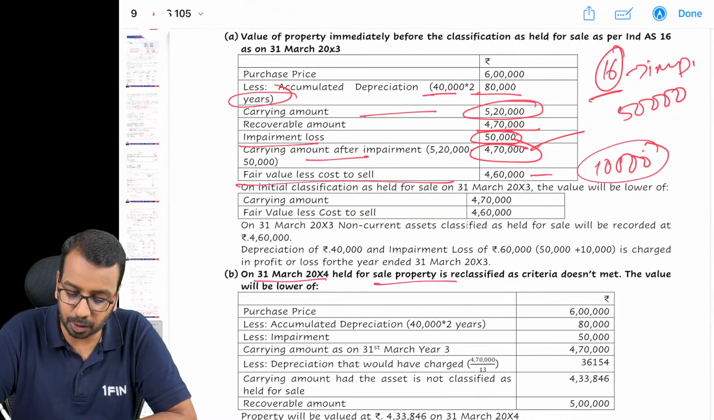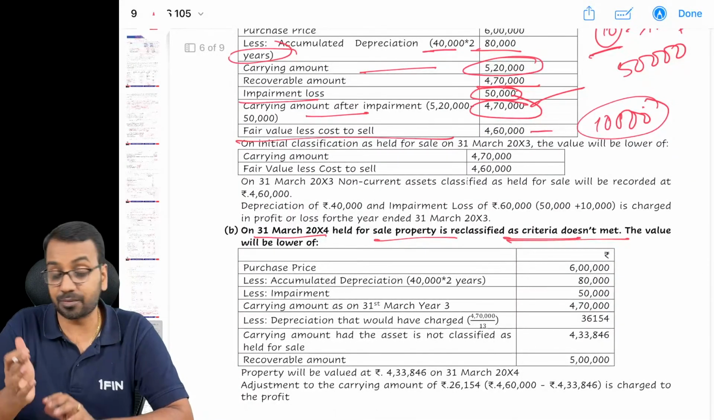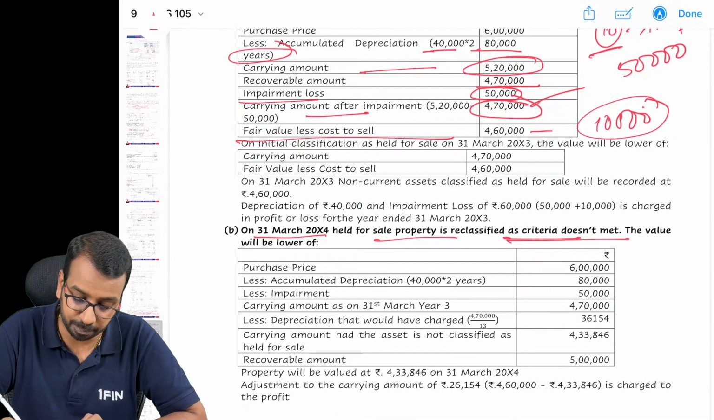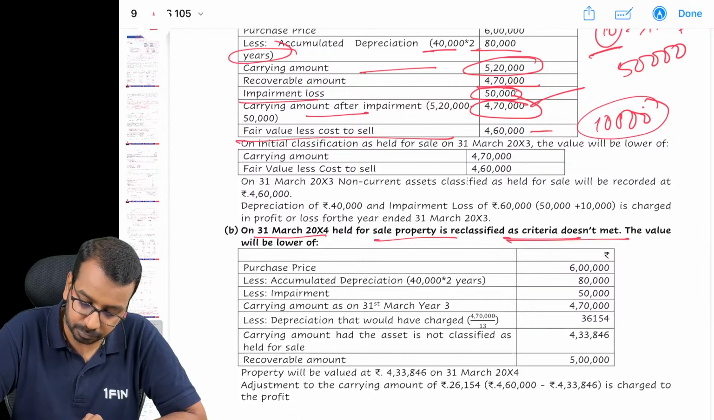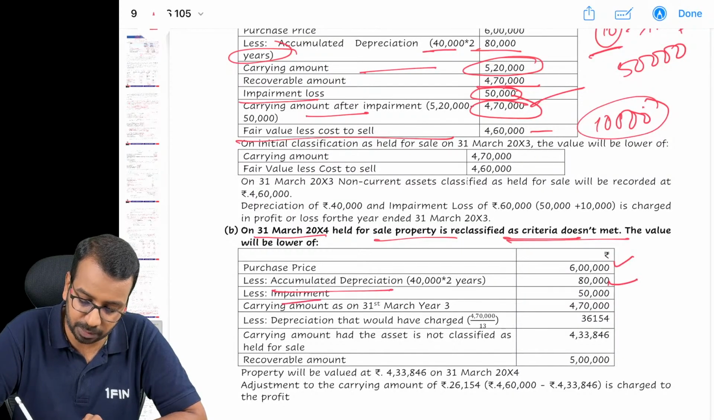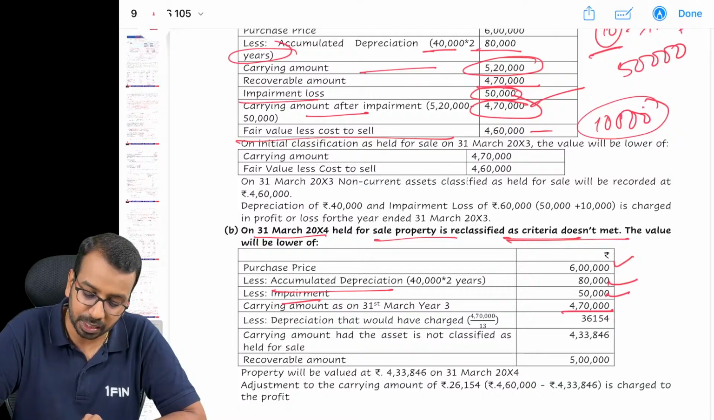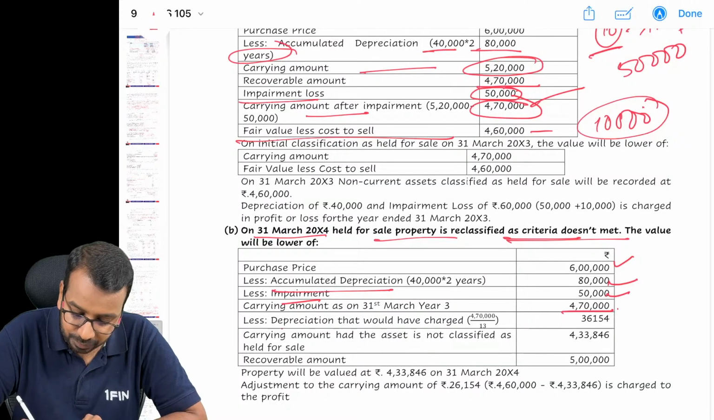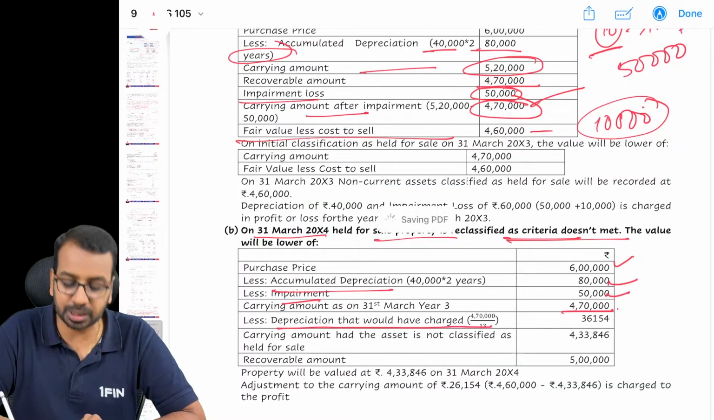On 31st March, the property is reclassified as the criteria is not met. So in this case, when we are doing the reclassification, I have to see that 6 lakhs was the purchase price, accumulated depreciation 80,000, impairment loss 50,000, so 470. After that, what would have been the depreciation that would be charged?